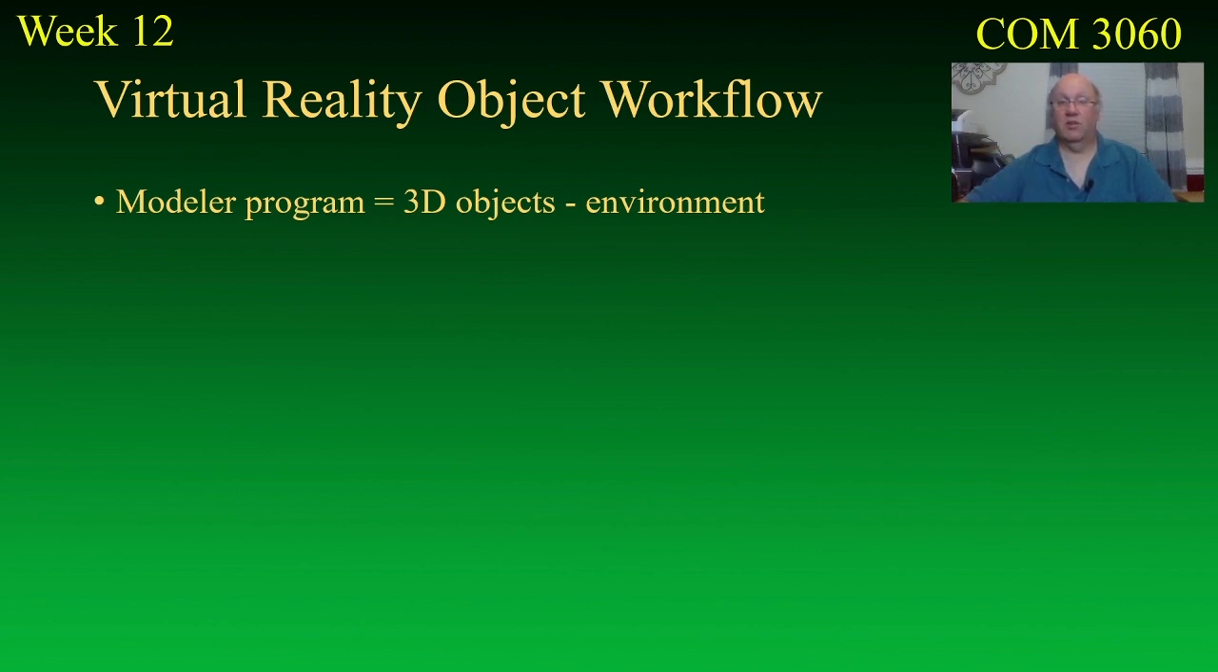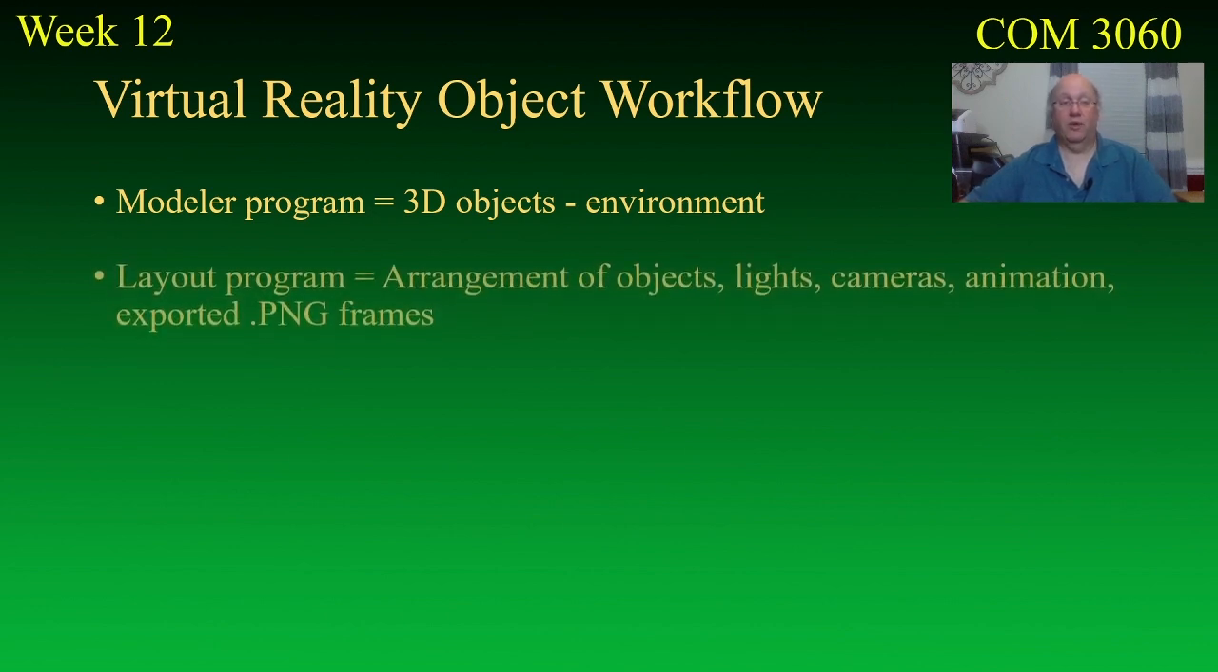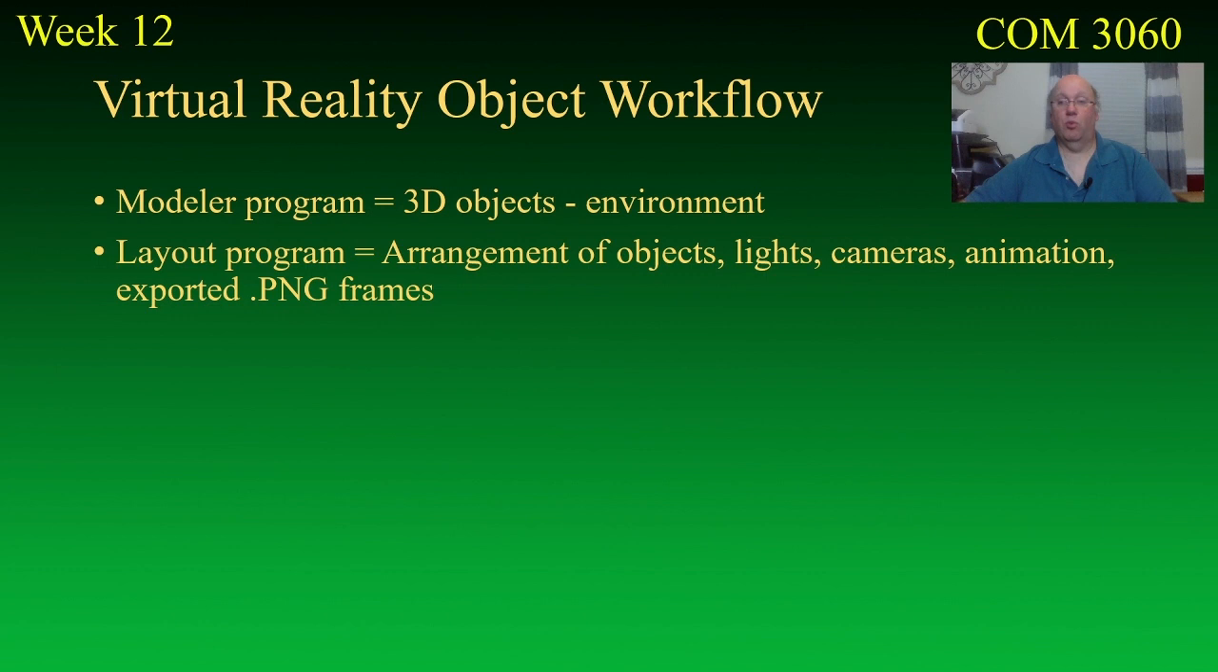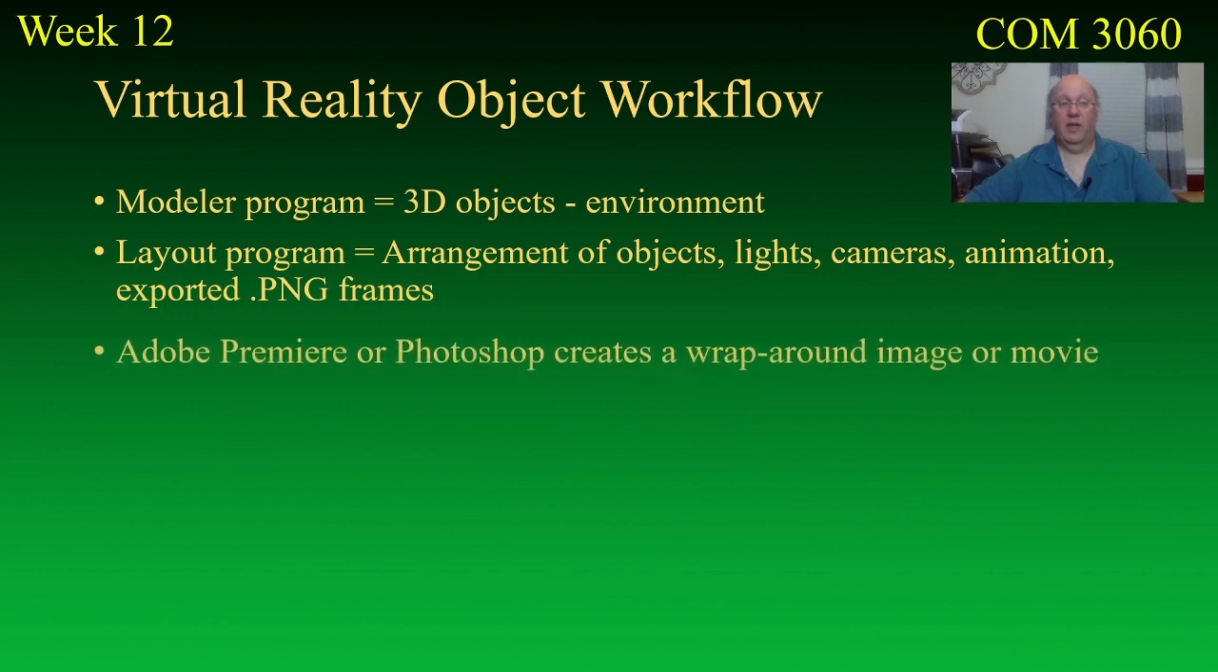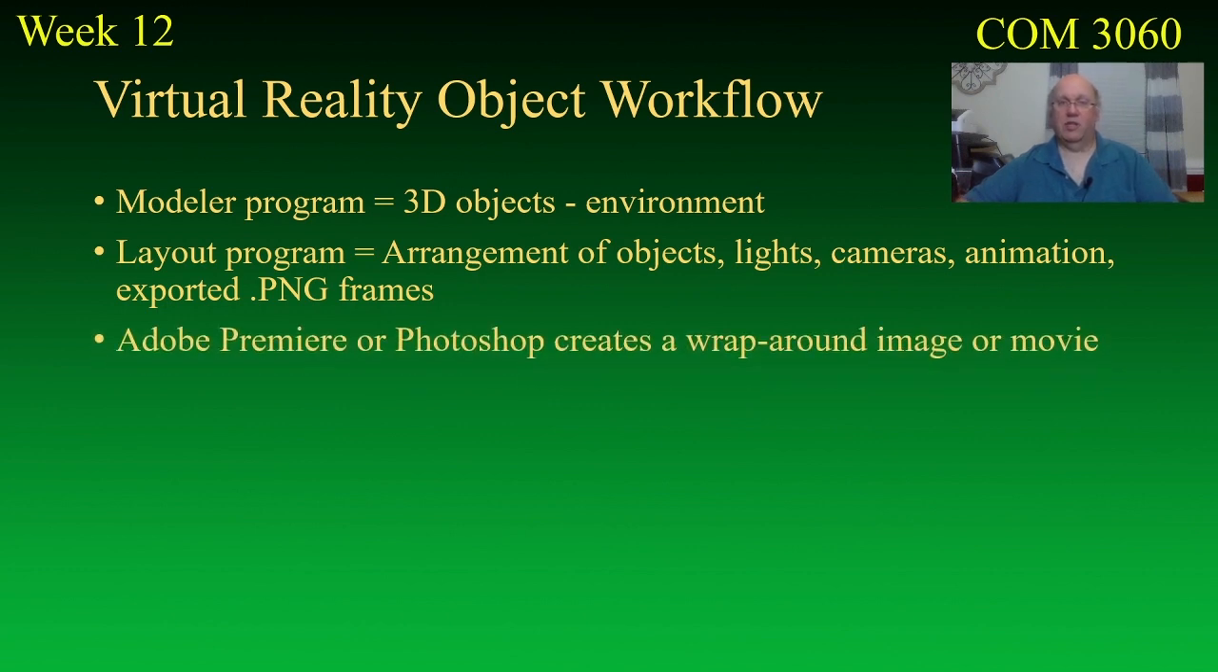That doesn't mean that it can't include animation that you create later. So from the layout program, you arrange the objects, lights, cameras, and any animation you're going to do. And ultimately, yes, you will export that out as still frames. It's just going to be slightly different than you did before. And then, because in this case you're making a wraparound image, it's going to be an unusual file format. You're going to take that either into Photoshop if you're doing a still image with no animation, or you can do it in Premiere. Either way, you're going to get basically the same idea, and that is what's exported as a final movie.